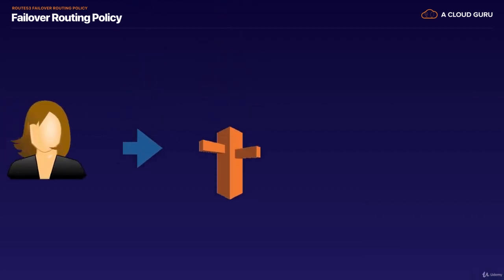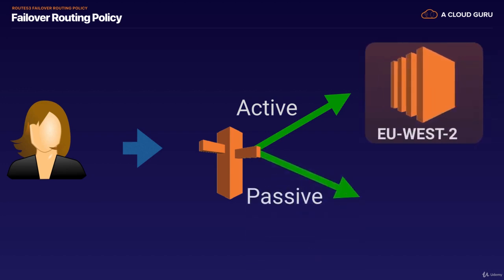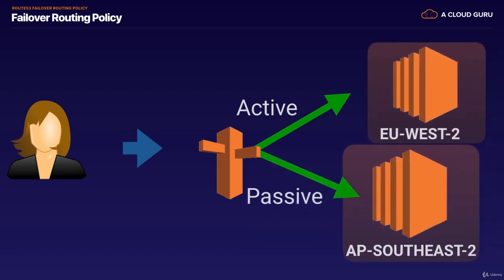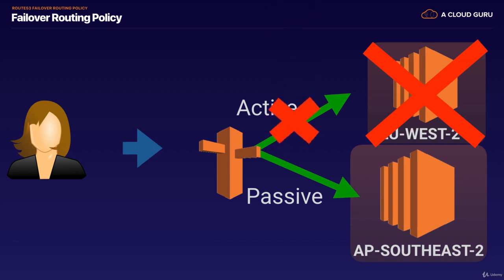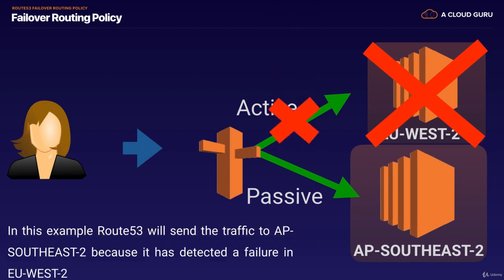Our users connect into Route53 by doing a DNS request. We've got our active and our passive sites. Our active is EU West 1 and our passive is AP Southeast 2. We lose EU West 1, or EU West 2 as it is on the slide, and then what's going to happen? Well, our active is going to fail over automatically over to our passive website. So that's all it is. It's very, very simple. Let's go ahead and have a look at how we can set this up in the AWS console.